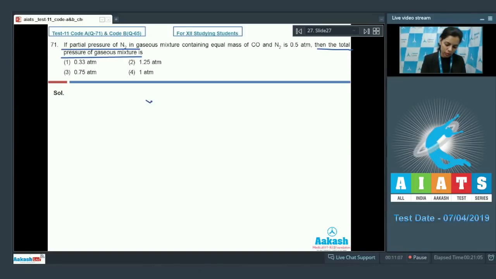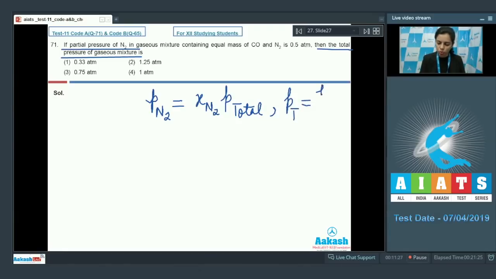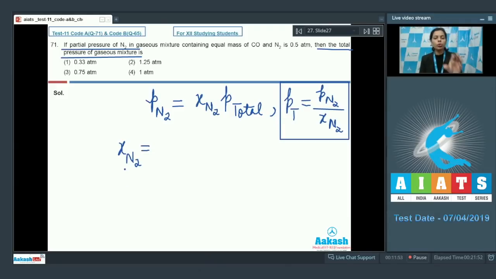The formula we can use here is that the partial pressure of nitrogen should be equal to the mole fraction of nitrogen into P total. In this case you need P total, so this can also be written as P total equals P nitrogen divided by X N2. This is the formula we are going to use. First we need X N2, the mole fraction of nitrogen. It would be equal to the moles of nitrogen divided by the total number of moles present in the mixture.